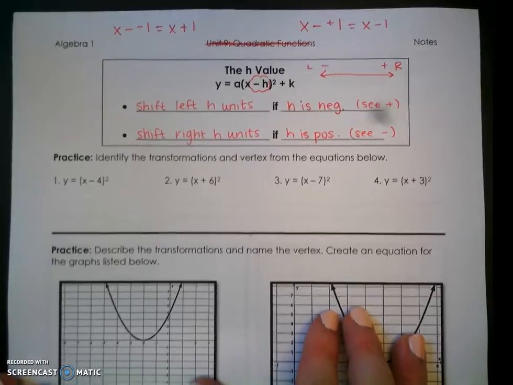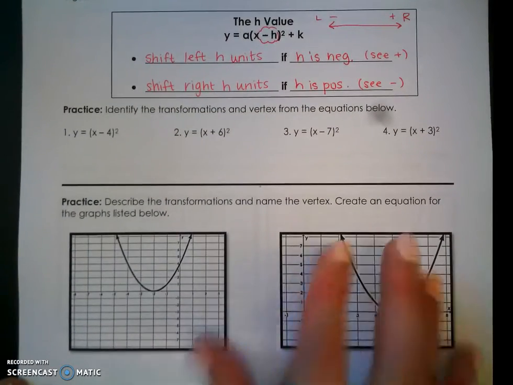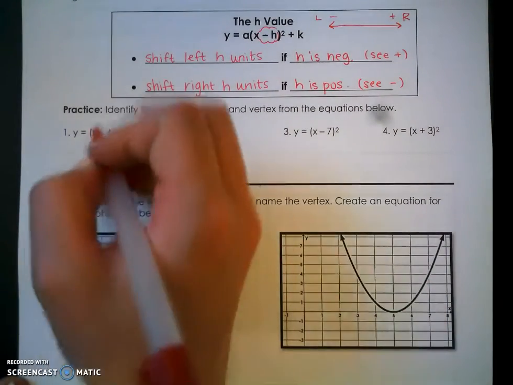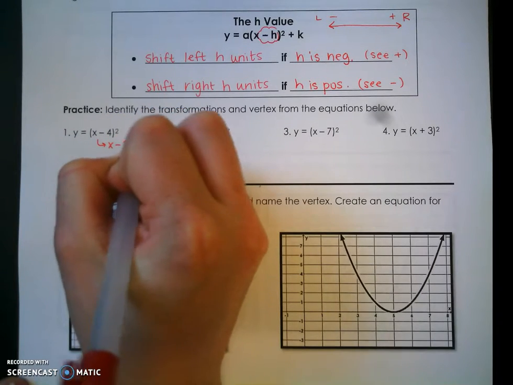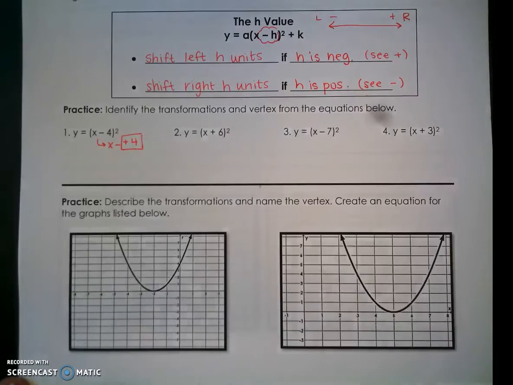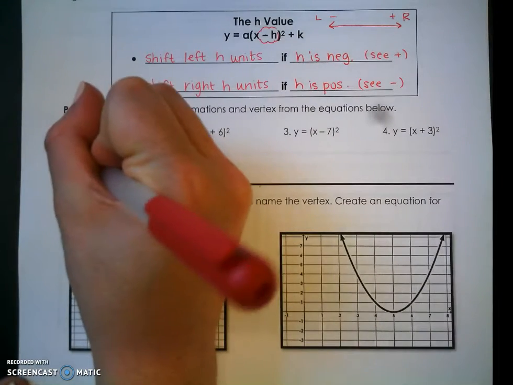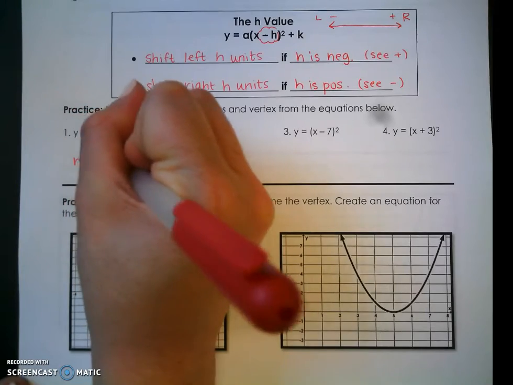This is the part that is definitely the most confusing. So if we look at this, x minus 4, that's the same as x minus positive 4. So positive 4 is your h. Since h is positive 4, that tells you that we are going right 4 units.